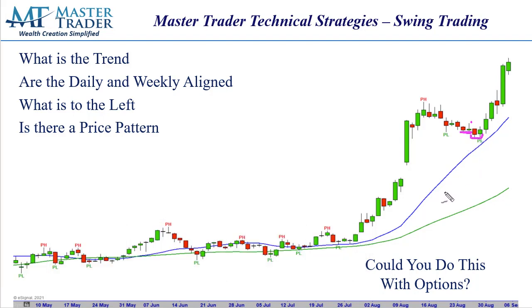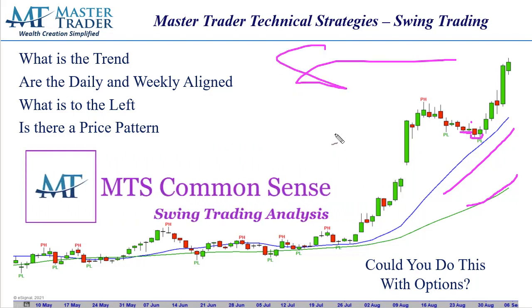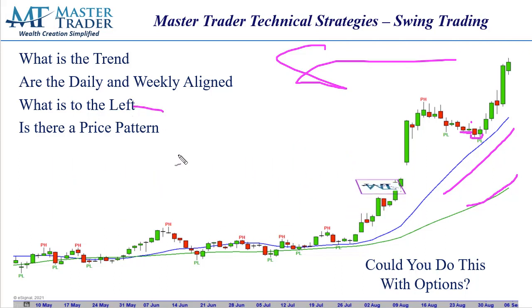The odds are on your side here. Rising 20, rising 50, strong momentum. What was to the left there? I would suggest nothing, but that would be your next step in your thought analysis. What's to the left? Is there a void? Is it making new all-time highs? Buy it. I'm going to buy there.